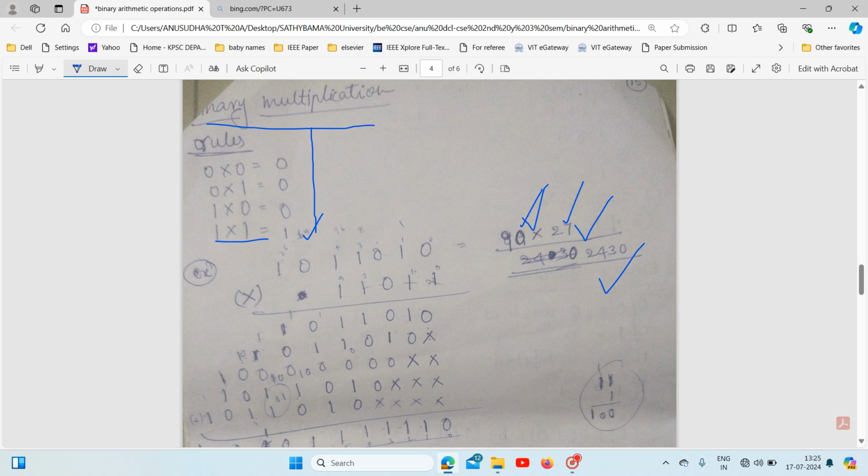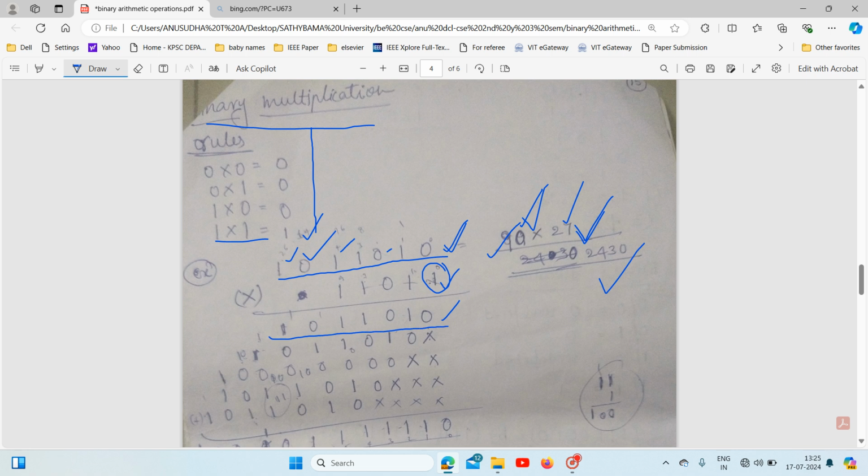This is the binary representation of the multiplicand 90. This is the binary representation of the multiplier 27. Now we will see how to do the binary multiplication. The first bit of the multiplier is multiplied with the entire binary length of the multiplicand. The result is the same as the multiplicand, 1 0 1 0 1 0. I have put it in the first row.